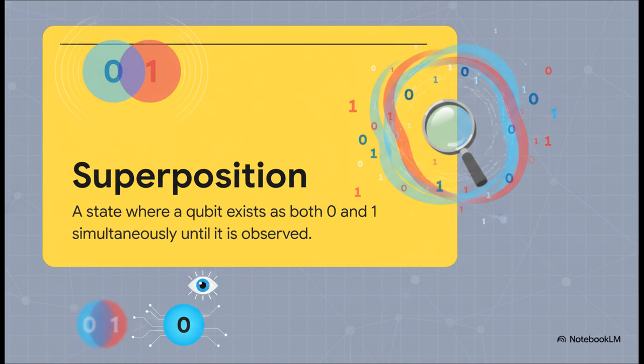But, well, here's the catch. A qubit only remains in this blended 0 and 1 state until you look at it. The moment you measure or observe a qubit, bam, that superposition collapses, and it's forced to choose a definite classical state of either 0 or 1.